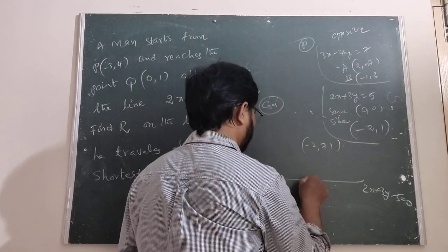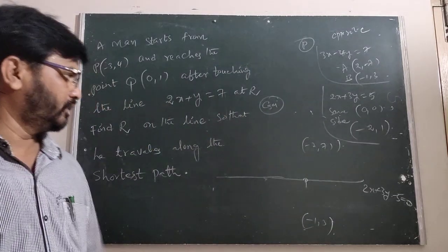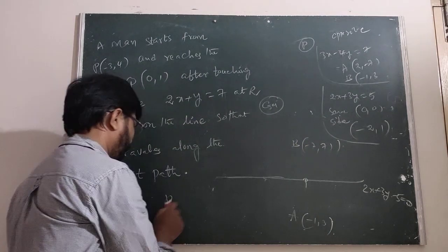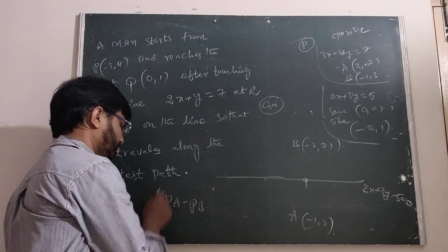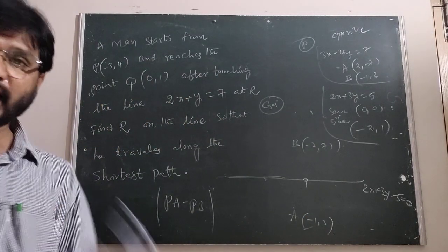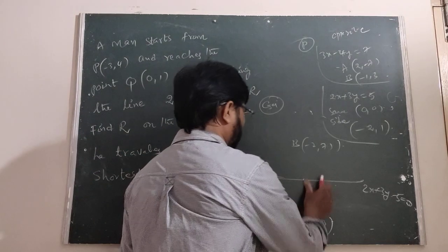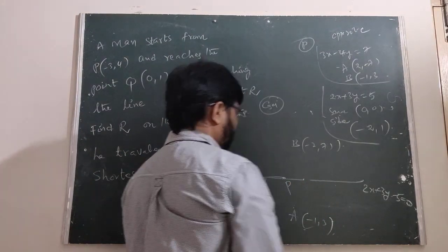Here this is the point P. This is minus 1 comma 3. These two points are A and B. Now find the maximum distance of PA minus PB. How to find it? First we have to find the image of A with respect to the line.